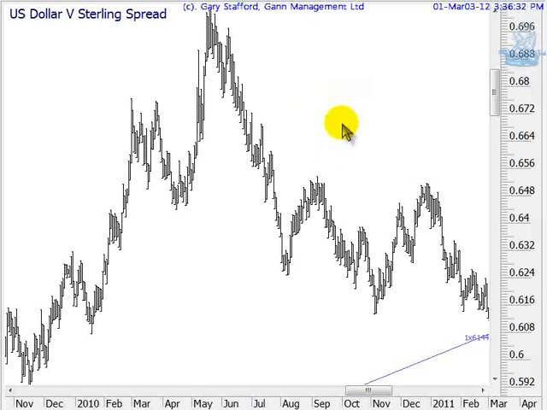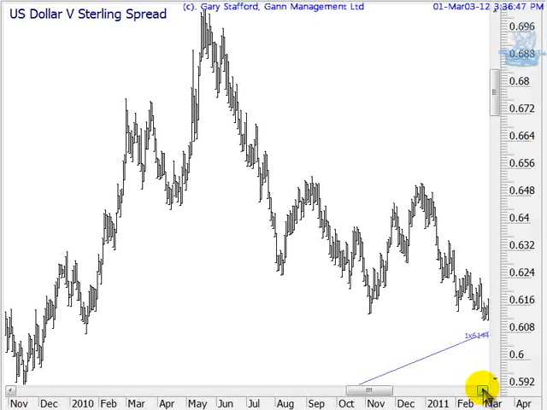Now on the 1st of March it looked like this, and I was looking for a buying opportunity on this angle that you can see here. Like I said, I don't know when it was going to get there until it gets there, but I don't need to know because I'm only going to make the trade when it gets there, if that makes sense. So let's see what happens.